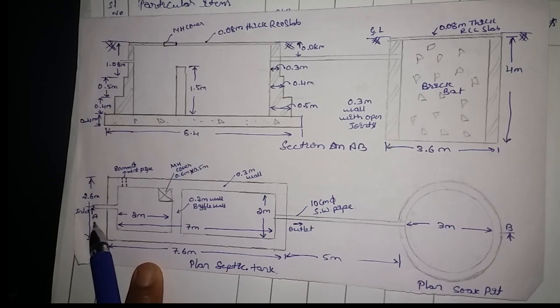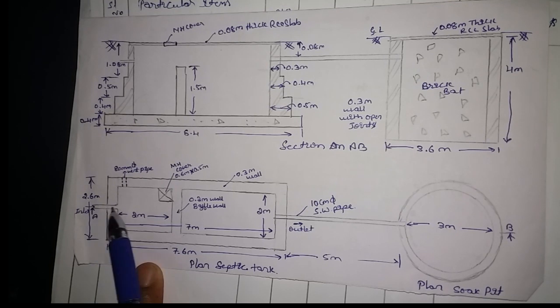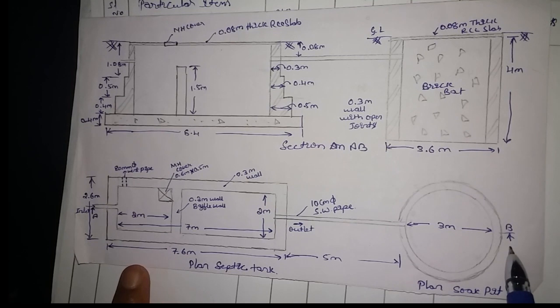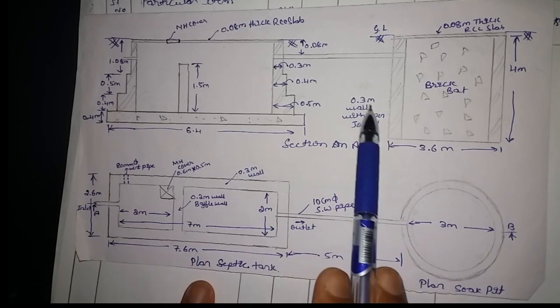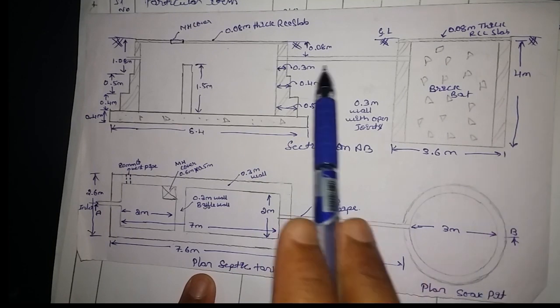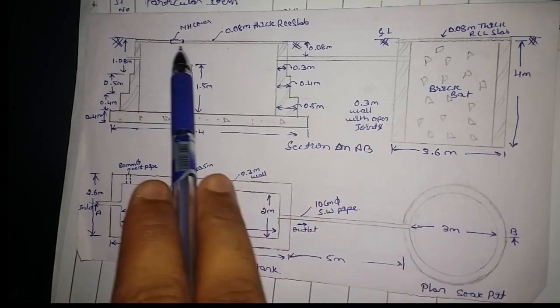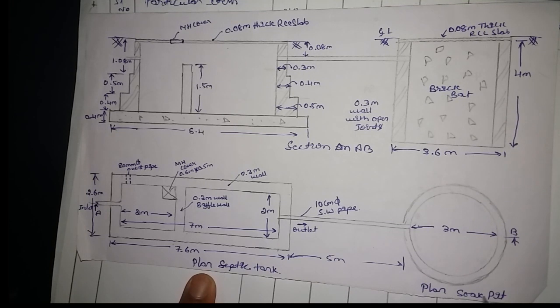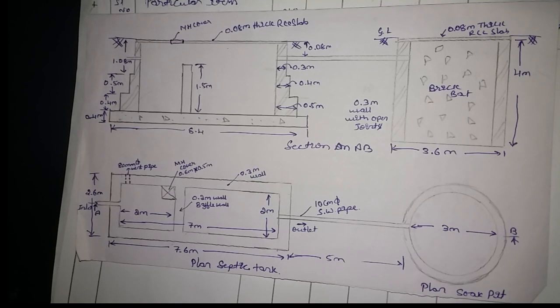See here where we cut the section, from this line up to here. The section cut, section AB, is shown in this diagram. This is how your septic tank looks, and this is your soaking pit, which is connected through this pipe. This is how the entire septic tank along with the soaking pit problem and diagram looks. Here also, he asked us to find the same things you found in the previous problems.